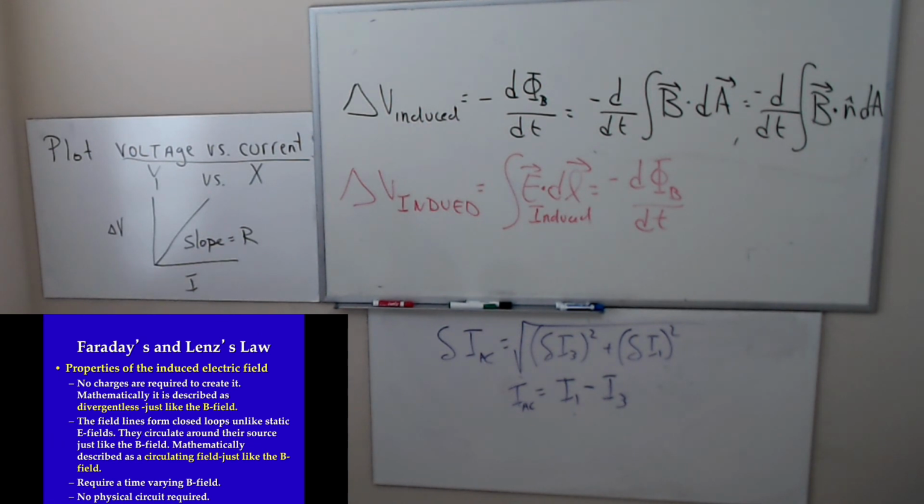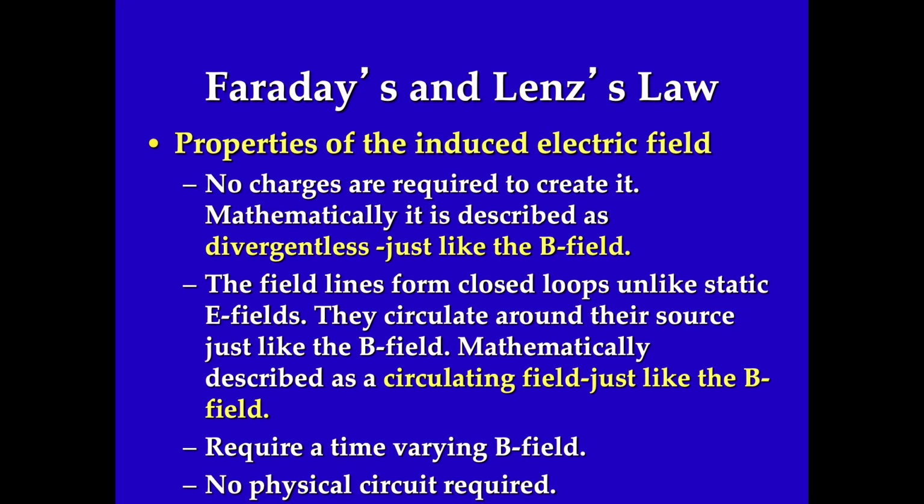So what are some of the properties of this field? And I'm going to stop here. What are the properties of the induced electric field? No charges are required to create it. Kind of goes against Coulomb's law, right? It's a divergenceless field, just like the magnetic field. The induced field lines form closed loops, unlike static electric fields. Mathematically, they can be described as a circulating field, just like the magnetic field. They do require a time-varying field, and no physical circuit is required.